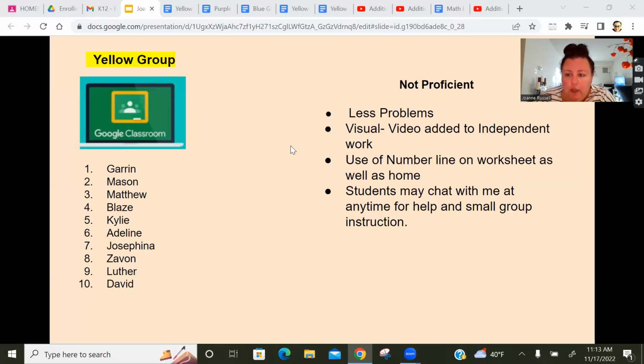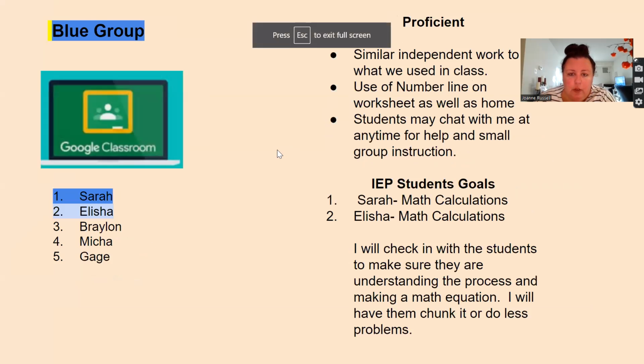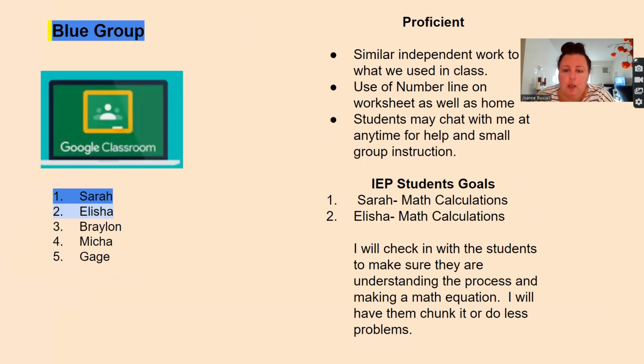Now let's move on to the blue group. The blue group are the proficient group. They will have work very similar to what we did in class. They will also have use of a number line. The video will be posted in the Google Classroom, but not on their assignment. Students will be able to chat with me at any time.